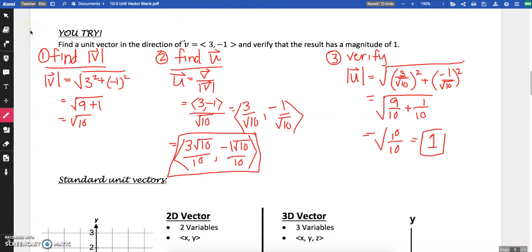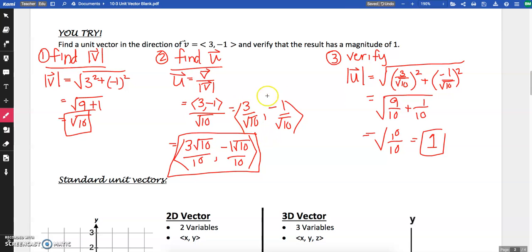Alright, so here's my answer for that problem. First I found the magnitude. So remember when you're finding the magnitude, each component squared under square root. I got root 10. Finding the unit vector was next. So unit vector is vector v over its magnitude. So here's my vector, 3, negative 1, over its magnitude. I distributed the division.